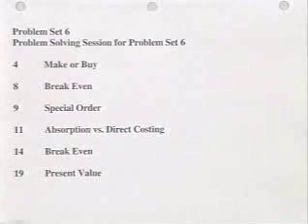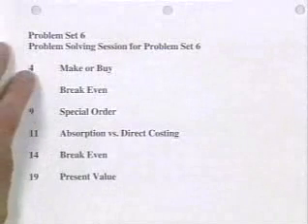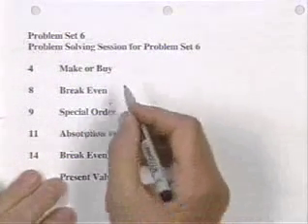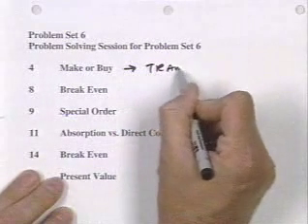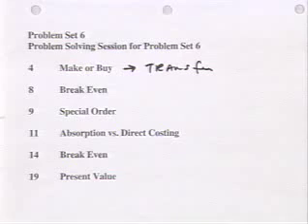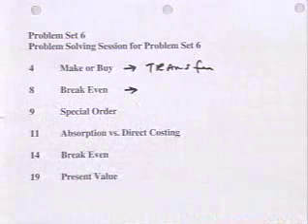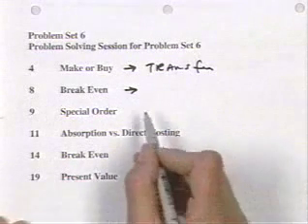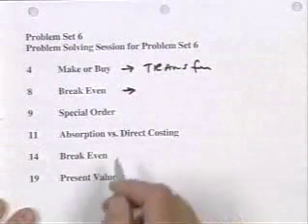Now, in this session, I have chosen 6 problems from problem set 6. As we can see here, the problems 4, 8, 9. Number 4 is a make or buy kind of decision. It is also kind of a transfer pricing kind of question. 8 is a break-even question. Break-even is a very powerful tool. 9, a special order. Should a firm sell at below market prices?